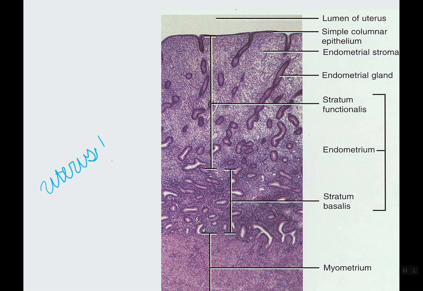So the stratum functionalis is this broad layer here. It's lighter in color and has more stromal space between glands. The stratum basalis is darker purple, and it has lots and lots of glands, so less stromal space between glands. And the myometrium has no glands at all, and that's because this is smooth muscle.